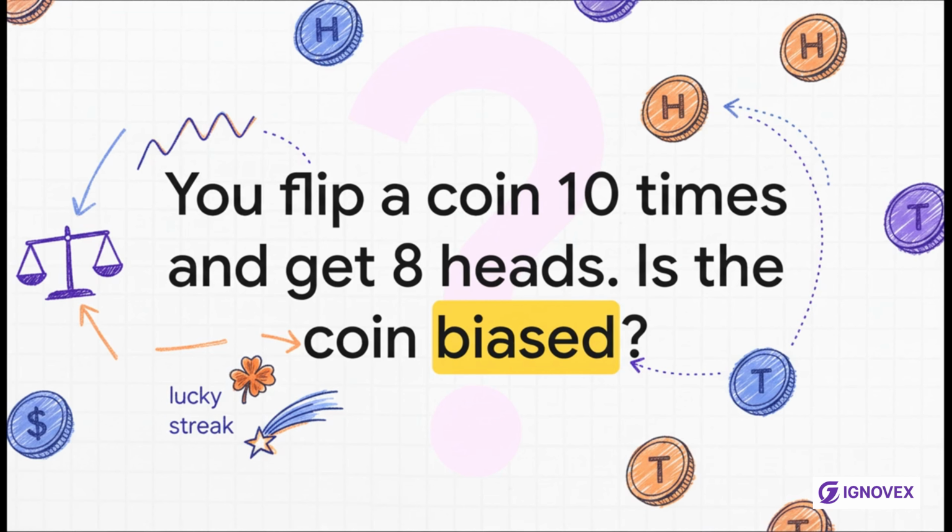Okay, let's kick things off with a little puzzle. Imagine you flip a coin 10 times, and it lands on heads 8 of those times. So what's your gut reaction? Do you think this coin is seriously biased, or did you just happen to see a lucky streak? Your answer to this question really gets to the very heart of the whole dilemma we're digging into today.